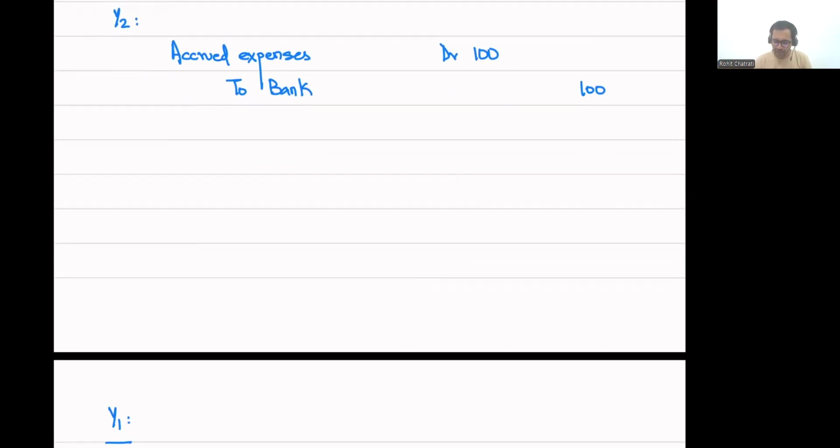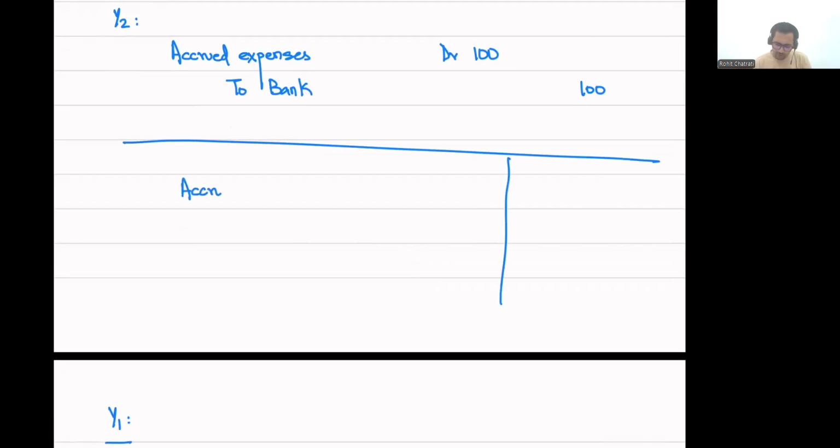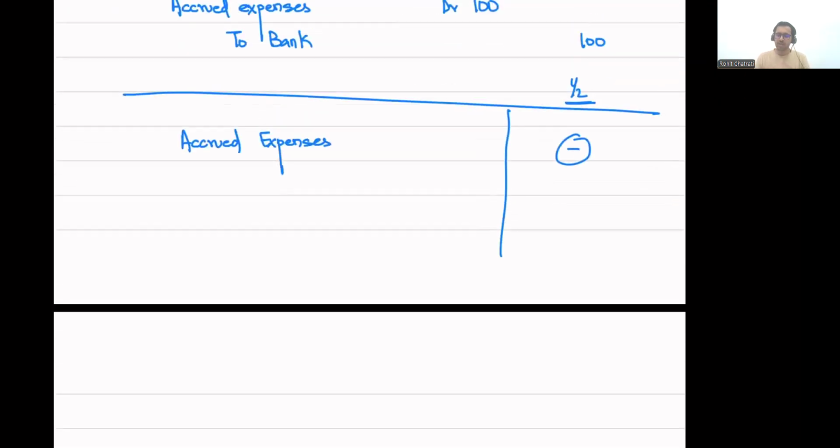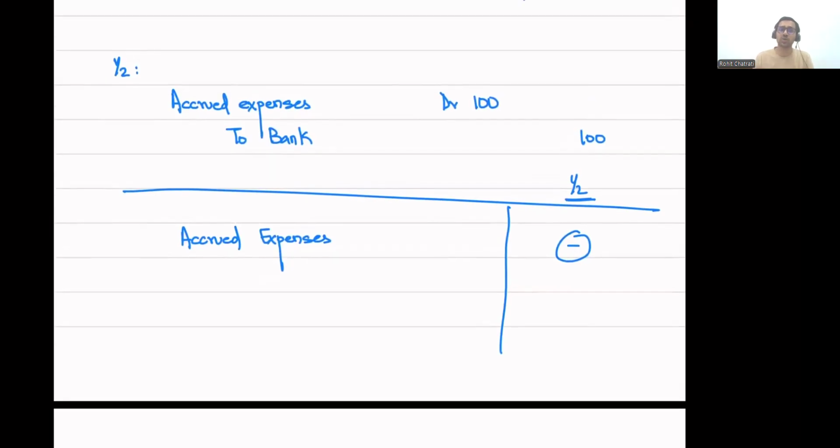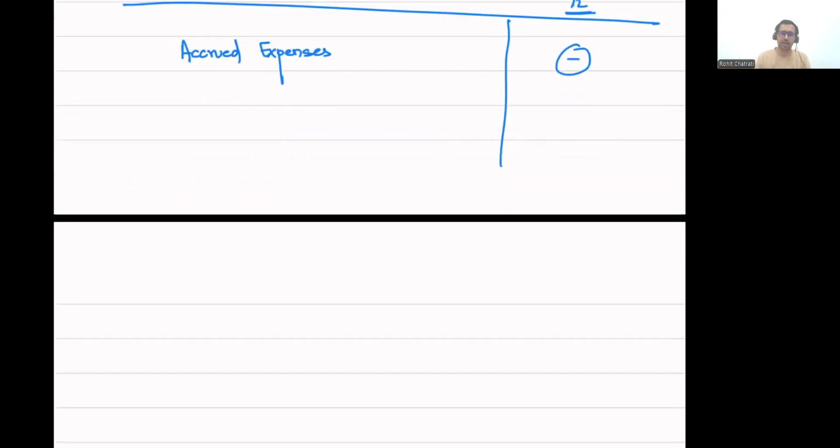If I prepare a balance sheet at the end of year two, the balance sheet will have a row called accrued expenses or accrued fines and penalties, but the carrying amount is going to be equal to zero. For year two, the balance sheet will have a zero carrying amount because I had an obligation of 100, and I settled the obligation. Therefore, my accrued expenses is going to be zero as at the balance sheet date for year two. These were the journal entries in the accounting books.